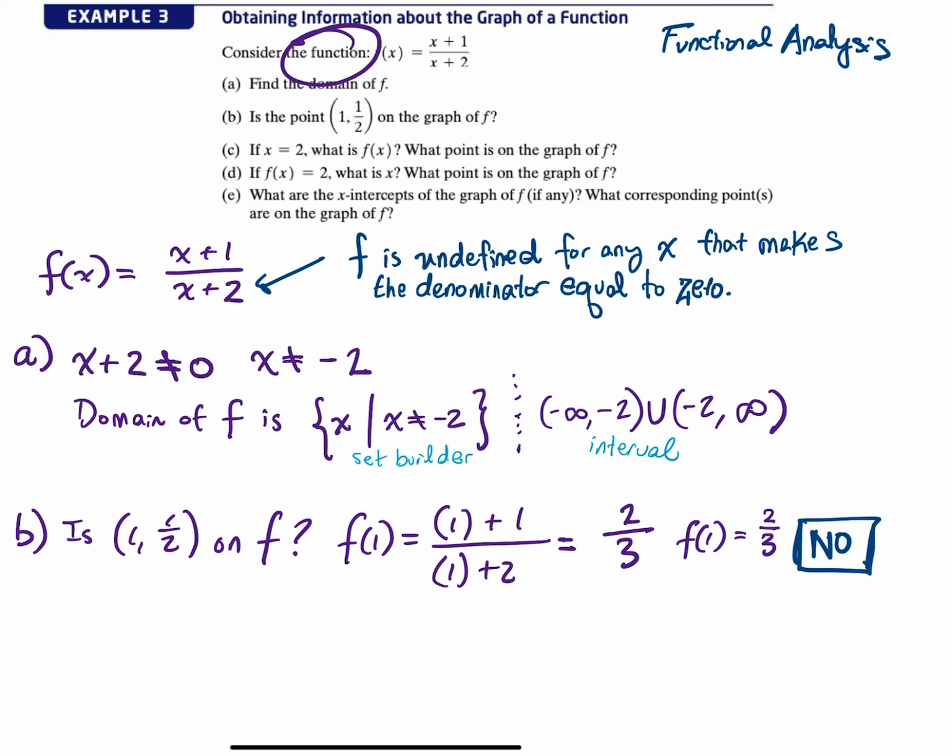And they told us this was a function, so we know that each input should only have one specific output. So for this input of 1, it can only have one possible output. Since we know that the input of 1 produced 2/3, this point will not be on the graph.